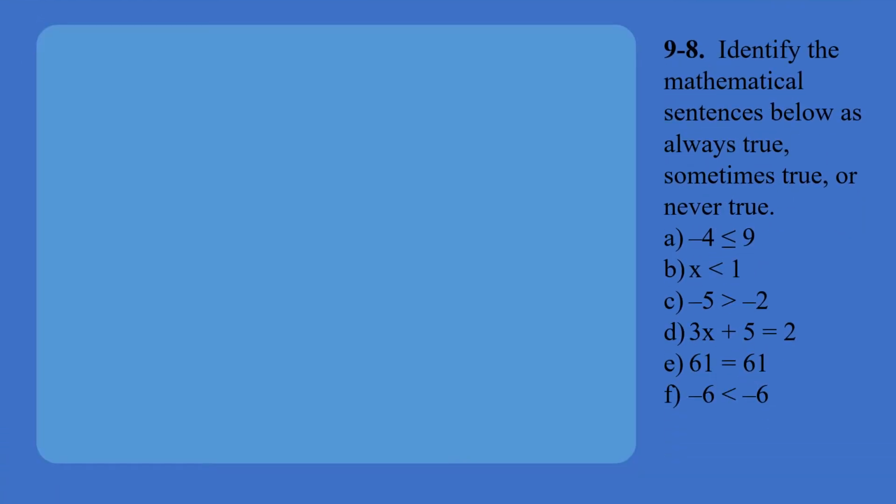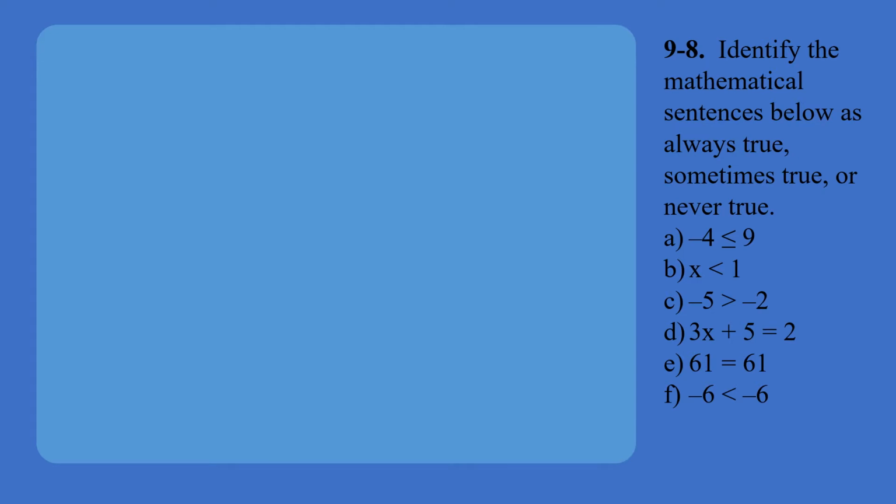Identify the mathematical sentences below that are always true, sometimes true, or never true. So if we look at these, some of them are obvious, right? This first one, A, says -4 is less than or equal to 9. It's always going to be the case that -4 is smaller than 9. 9 is larger in value. So that's definitely always true.